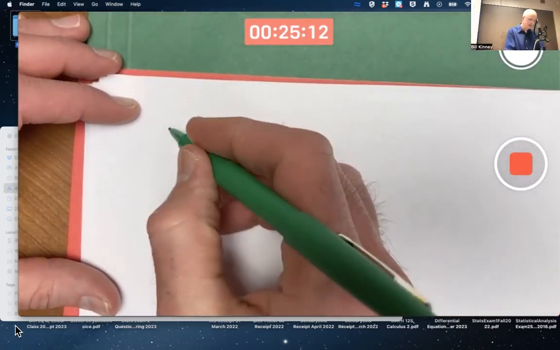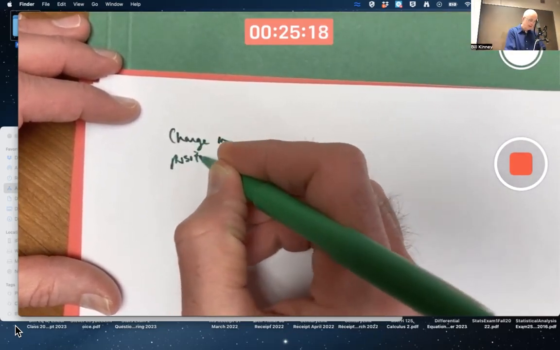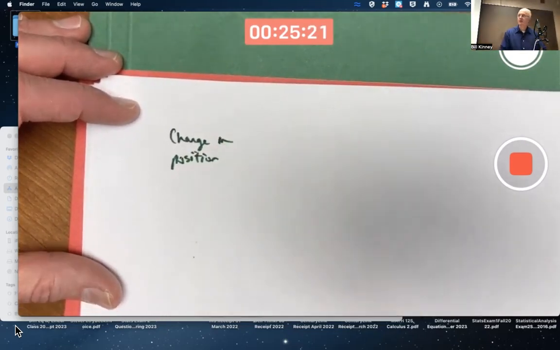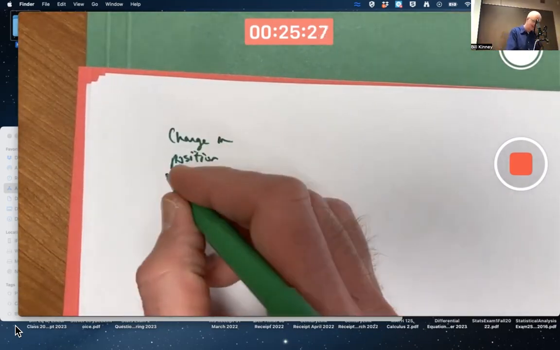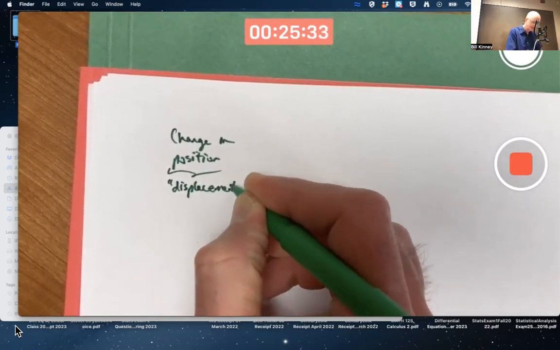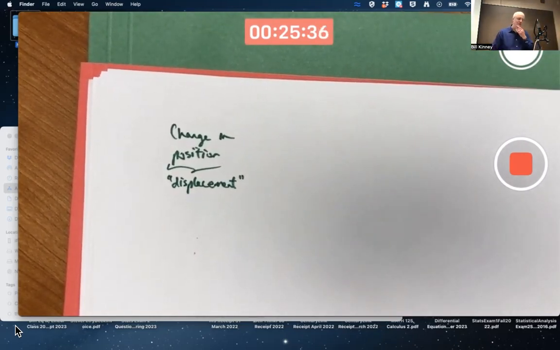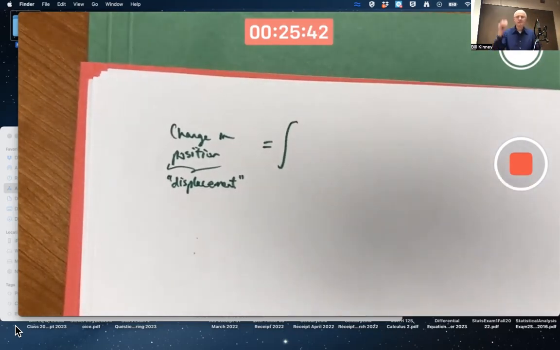The change in position is given by integrating the velocity. Notice I'm saying change in position, not position itself. Also called displacement. To find the change in position, you want to integrate the velocity. Say it again. Very important application. To find the change in position, when you know the velocity, you integrate the velocity.